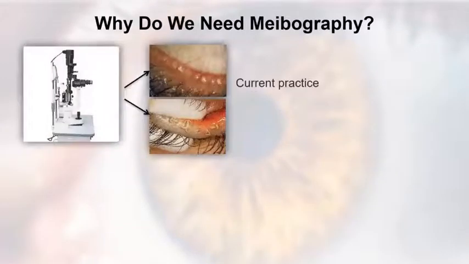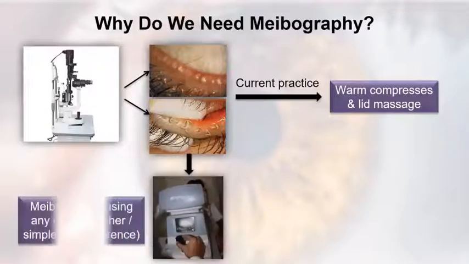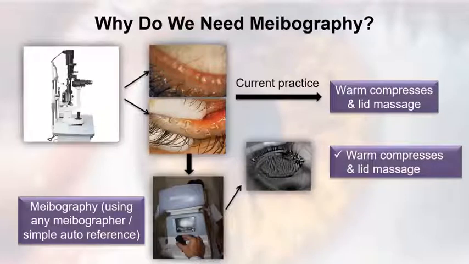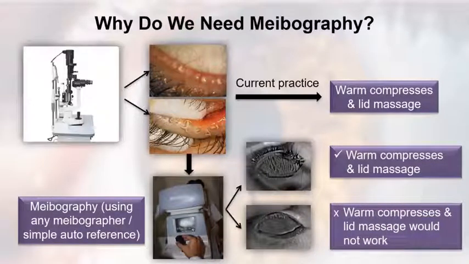Well, the current practice, what we were taught, is that when we see a clinical diagnosis of Meibomian gland blockage or Meibomitis, we treat them with warm compresses and lid massage. But when you check them with meibography, and you see the Meibomian glands are present, this is going to work. But if Meibomian glands are absent or there is loss of glands, even if you keep jumping on the eyelid, nothing is going to come out because the glands are lost.